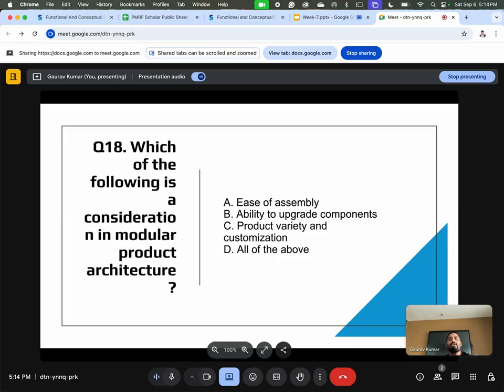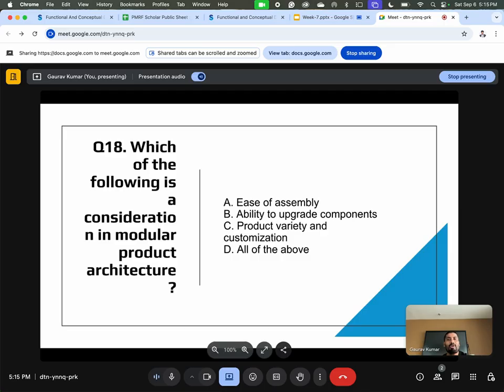So basically the modular architecture is designed with flexibility in mind. One consideration is ease of assembly, since modules can be built independently and later integrated. So this reduces the manufacturing time and complexity. Another key factor is upgradability. Modular systems allow the customers to replace or upgrade individual components without changing the entire product.